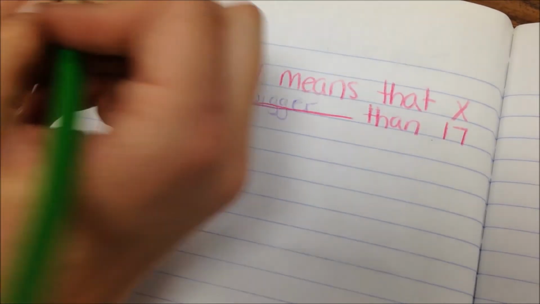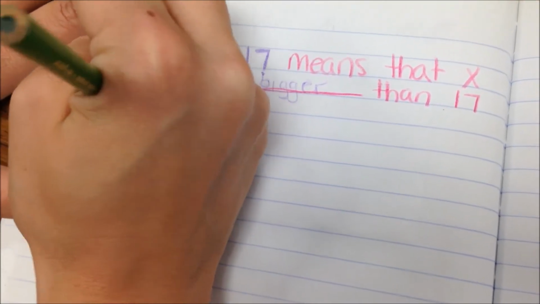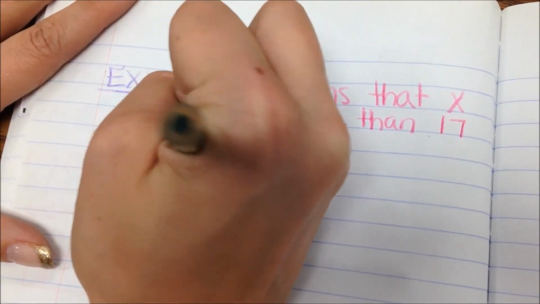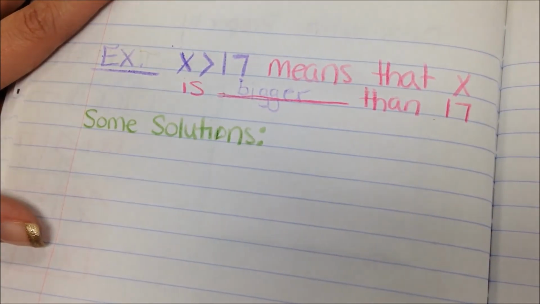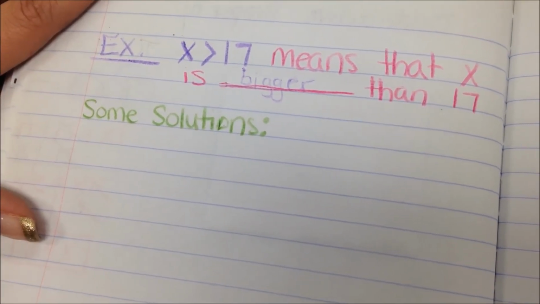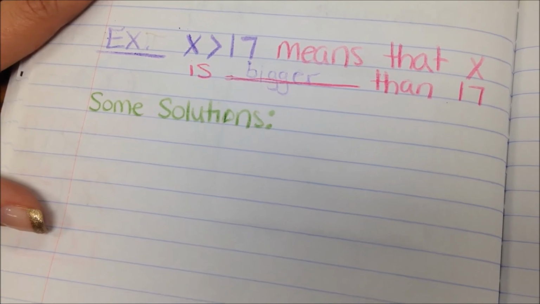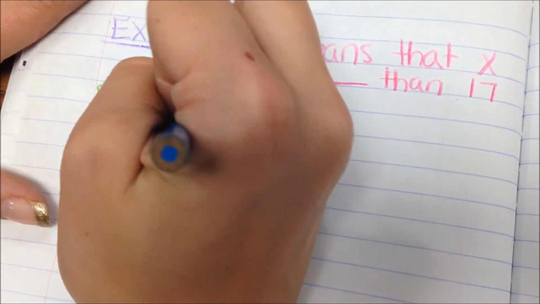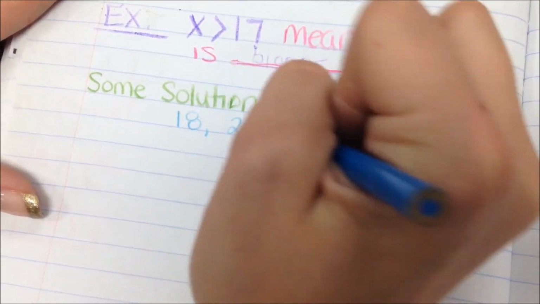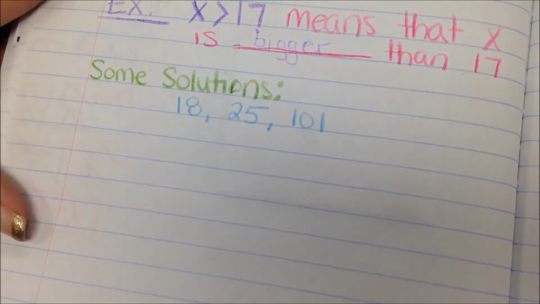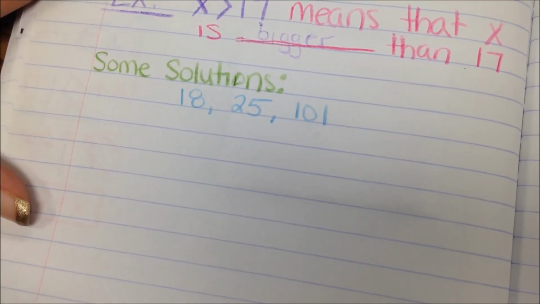Okay, and the next thing we're going to write are some solutions. Well, if x is greater than 17, that means it cannot be 17. It has to be something bigger than 17. So you could have a solution of 18. You could have a solution of 25. You could have a solution of 101. Anything that is bigger than 17.